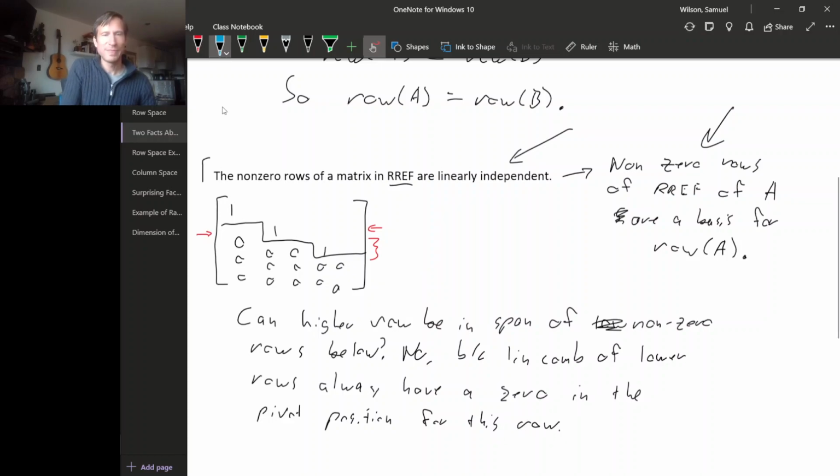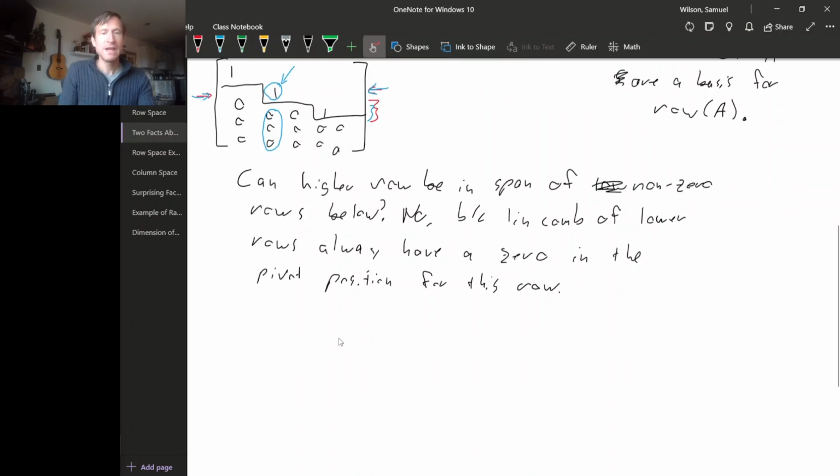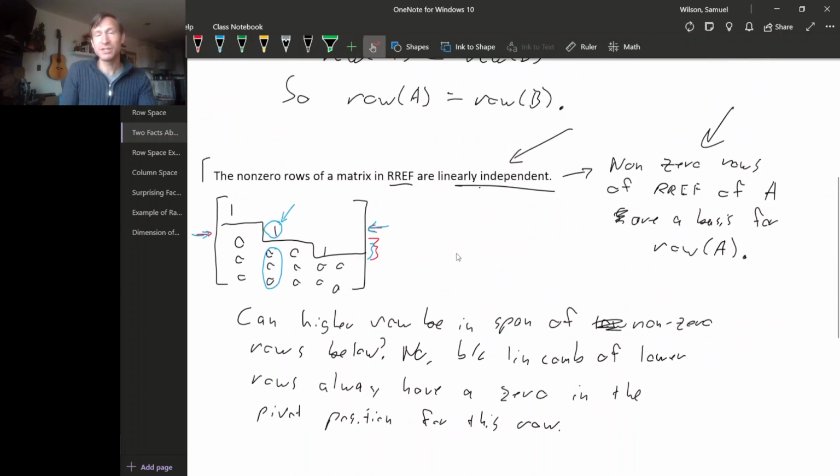Right, so this pivot position here, rows below it always have zeros in that position, and so any linear combination of lower rows will never give you something non-zero in this pivot position, and so the linear combination of lower rows can't produce this row because they can't get that 1 there. So higher rows can't be in the span of lower rows. All right. Now this is enough to show that the non-zero rows form a linearly independent set.